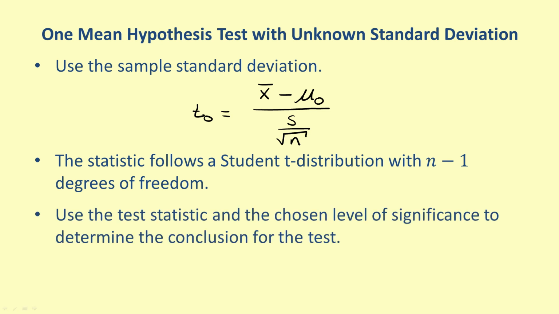Once the degrees of freedom for the distribution, the test statistic, and the level of significance are known, the conclusion for the test statistic can be determined. This can be done using a p-value approach, a critical value approach, or a confidence interval approach. Here we will consider the critical value approach.